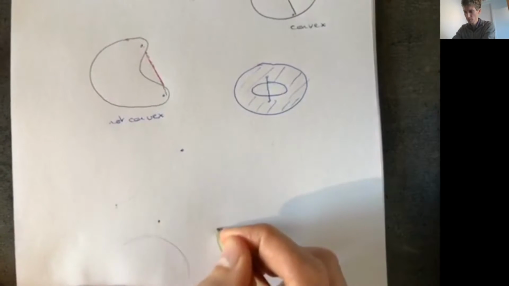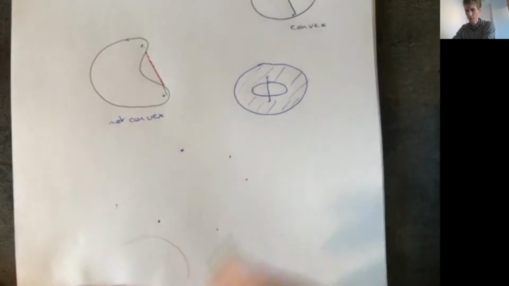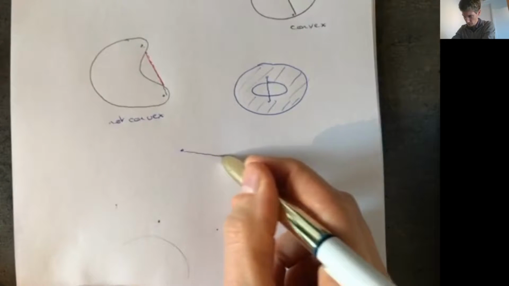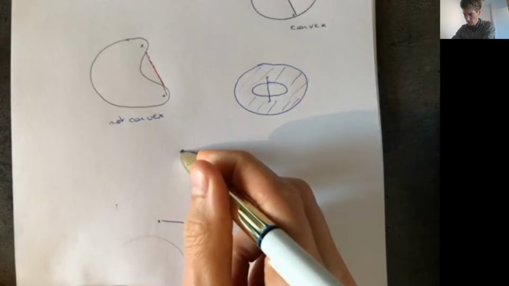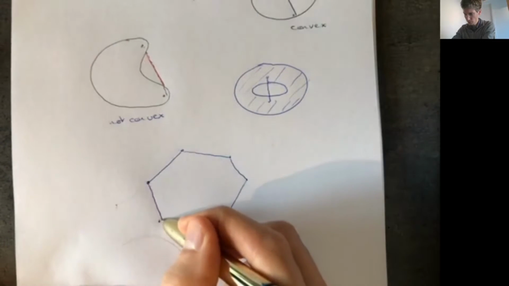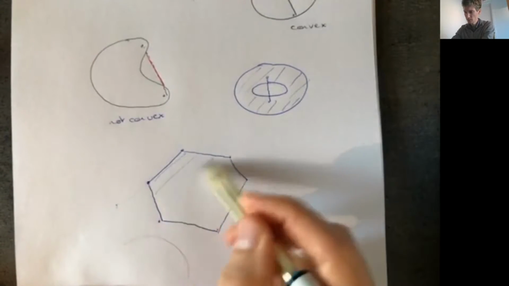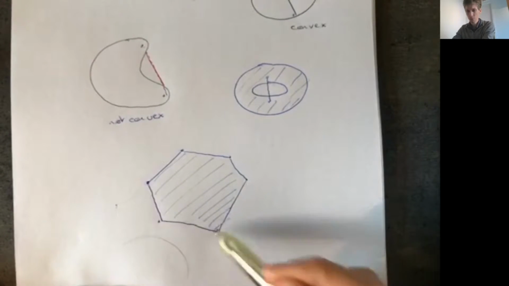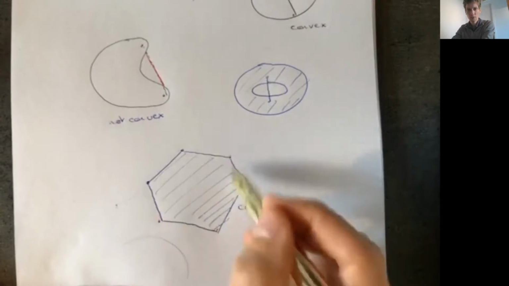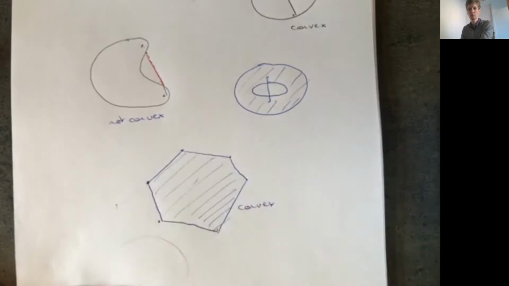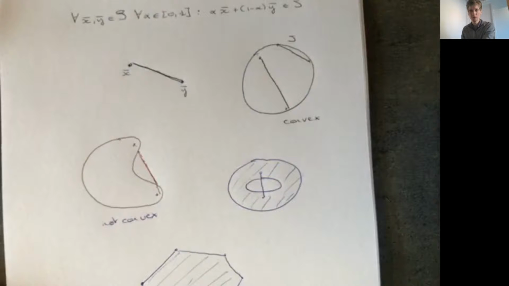Another example of a convex set is if you take finitely many points, and then you join these points by line segments. Let me draw a point here. Then this set here is called a polytope. This is also convex. Take any two points in the set, draw the line segment, and this line segment will also be in the set.